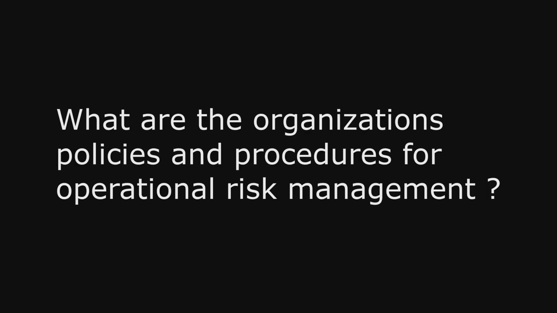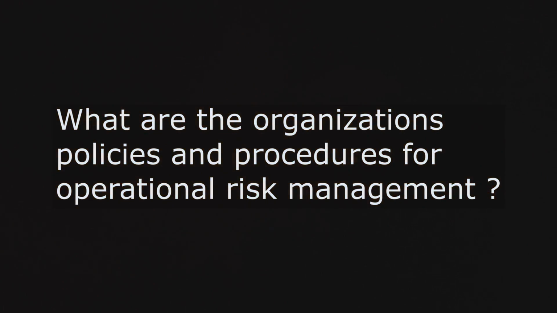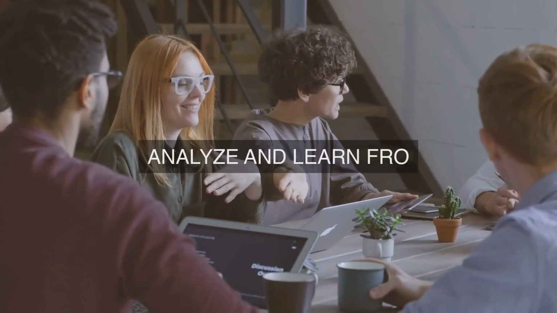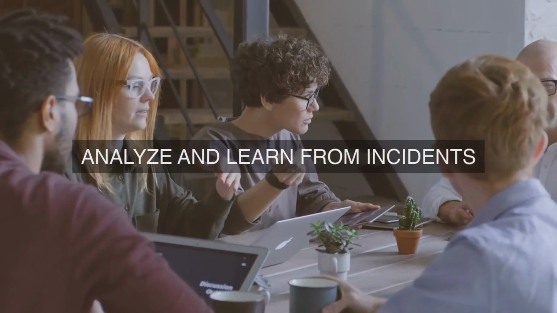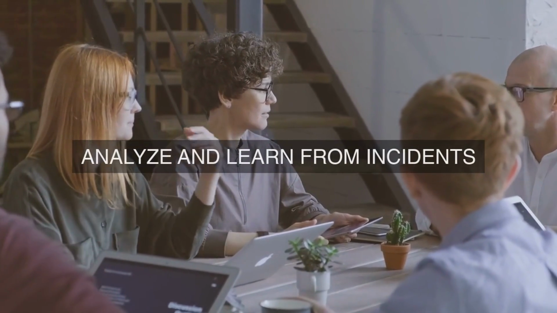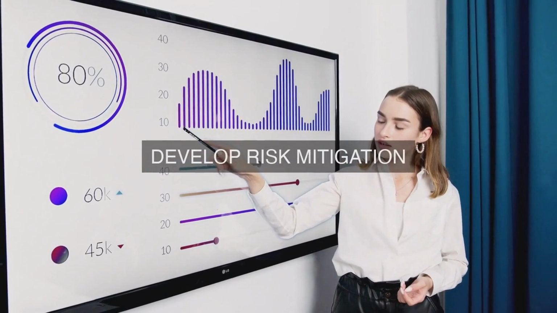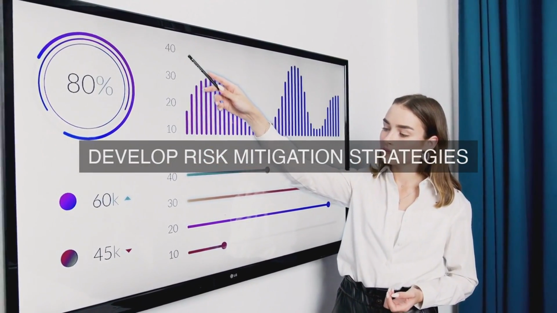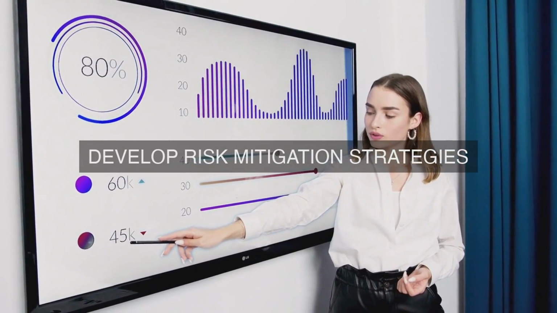When do the organization's policies and procedures, which are designed to identify, assess, and mitigate operational risks, ensure that all aspects of operational risk management are effectively addressed within the organization? The organization's policies and procedures ensure this when they are comprehensive, consistently enforced, and regularly reviewed and updated.